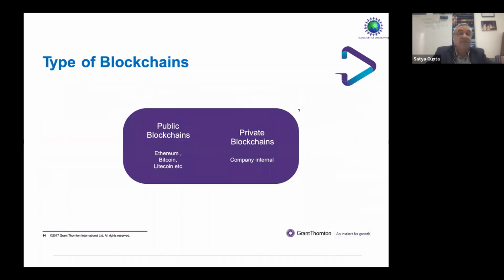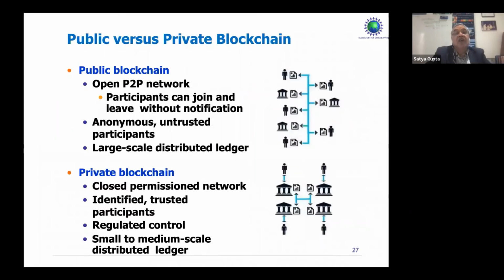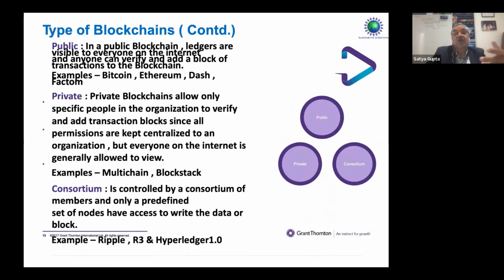This is about types of blockchain, but I will not go into detail because I want to just complete it. But a public blockchain is an open P2P network, a private one is closed. So there are public blockchain, private blockchain, and then there is a consortium. I have named that cooperative blockchain actually.